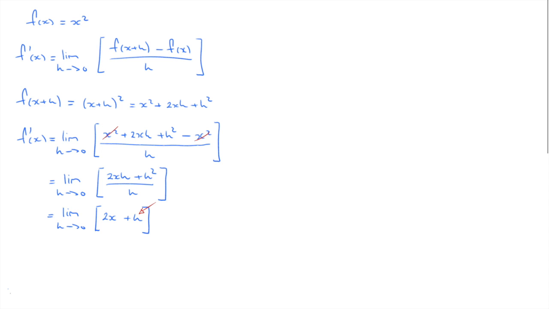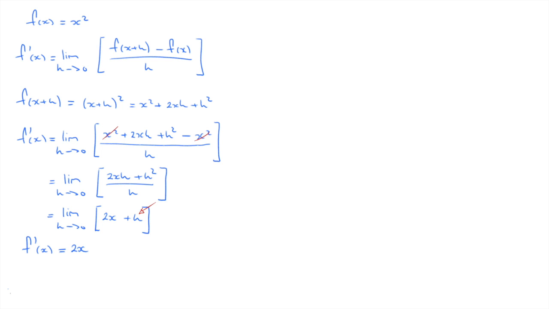And now when h tends towards 0, this h here will also tend towards 0. And so in the limit, as h tends towards 0, we have the derivative f'(x) equals 2x. In other words, once h tends towards 0, we're only left with the 2x, and that's the derivative. The derivative of f(x) = x squared is f'(x) = 2x. Let's look at another example.